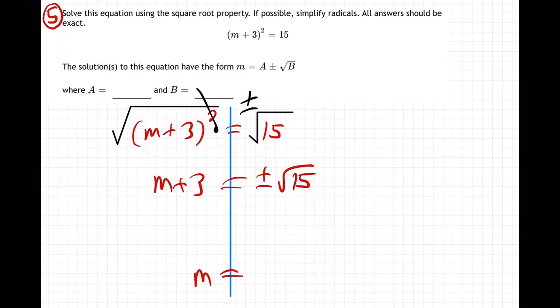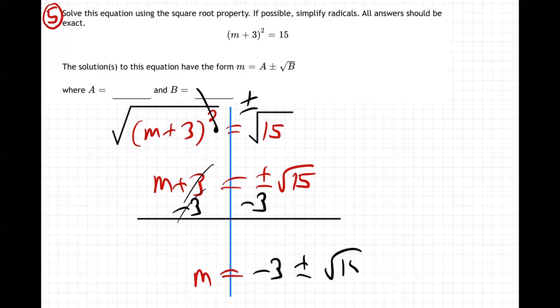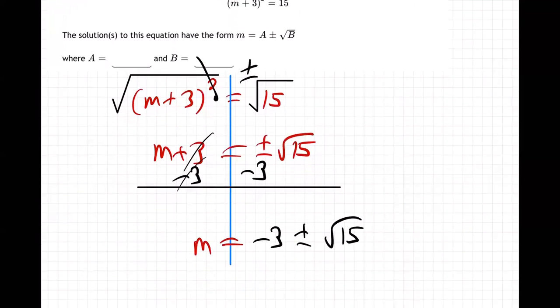Now, one more step. We got to get that m alone. How do we finish getting m alone? Subtract 3 from both sides. Huh? Like that. These cancel out. And what do we have? We have minus 3 plus or minus square root of 15. And that minus 3 just goes in the front, right?